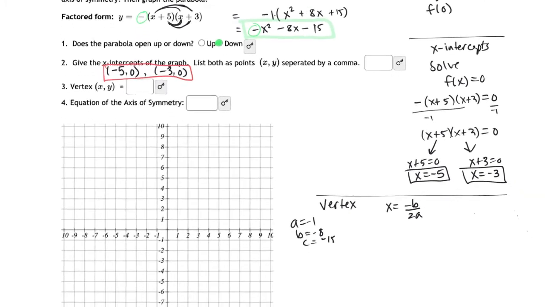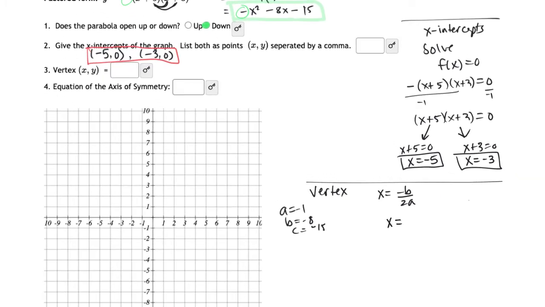Okay, so then the vertex would be x equals the opposite of b, so the opposite of negative 8, that's going to be positive 8. I have to give myself a little more room. And then that's all over 2a, and a is negative 1, so we'd get 8 over negative 2. So x is equal to negative 4, and then the y value is, just plug that right into our function.